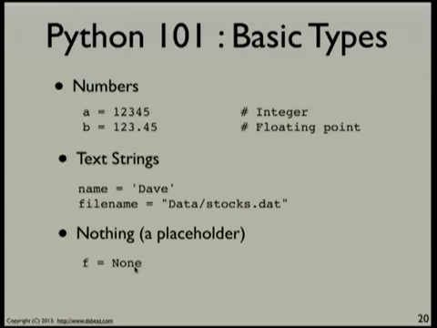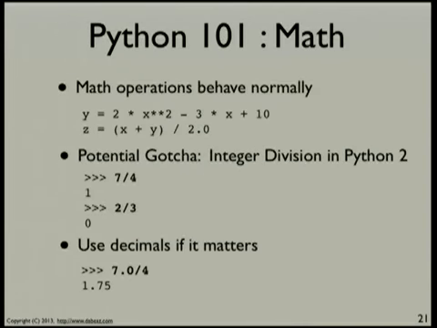None is something that you'll see as a placeholder. It just means nothing. It's like, oh, this is a variable. It doesn't have a value of interest right now. So those are some of the basic types. If you want to do math, Python behaves normally. I mean, we could talk more about that, but Python is not violating the rules of algebra or anything like that. Okay, you just do normal math operations.